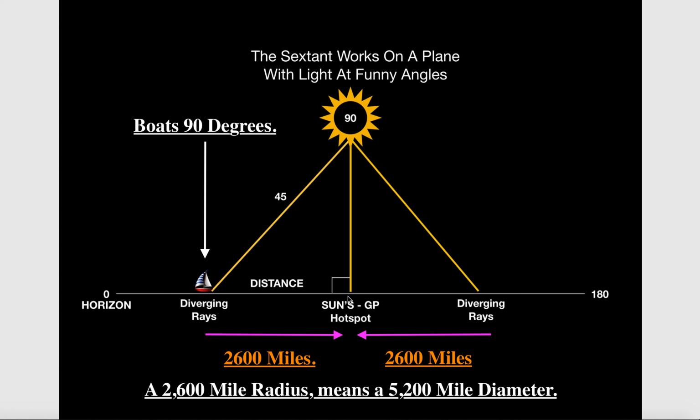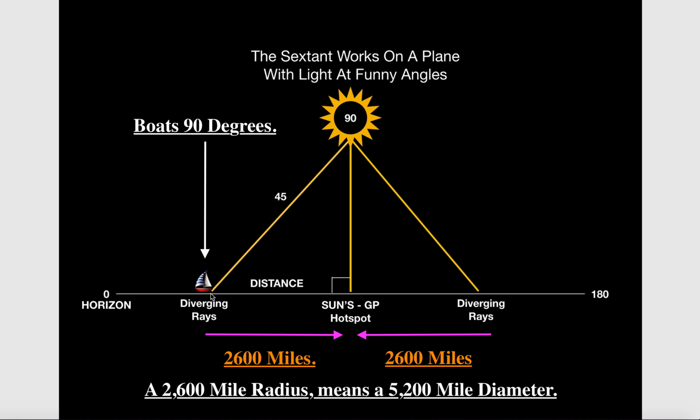Now that means that they can then treat that as a radius. Okay, so double that radius will be a diameter. So if they're 2,600 miles from the GP of the sun as a radius, then their diameter, as I show down here, is 5,200 miles. So a 2,600 mile radius means a 5,200 mile diameter.